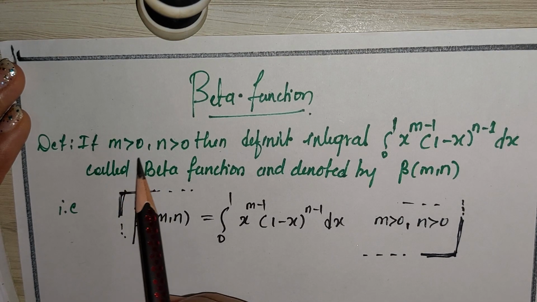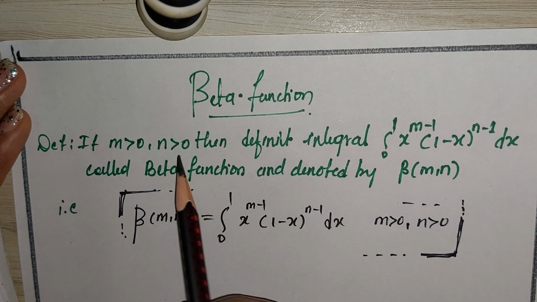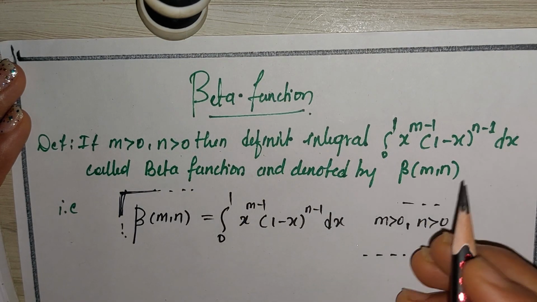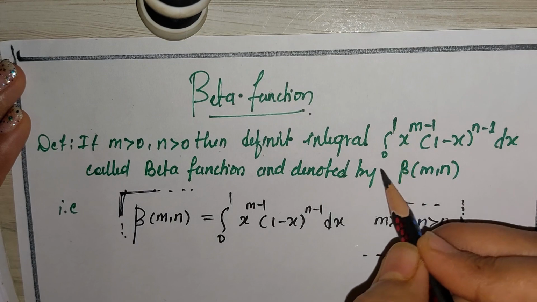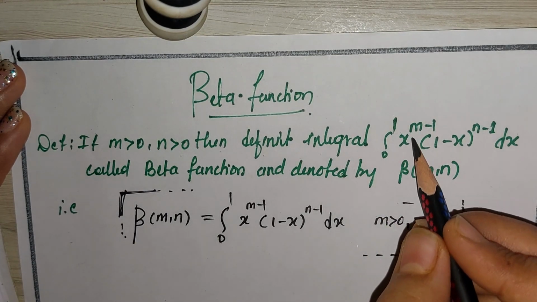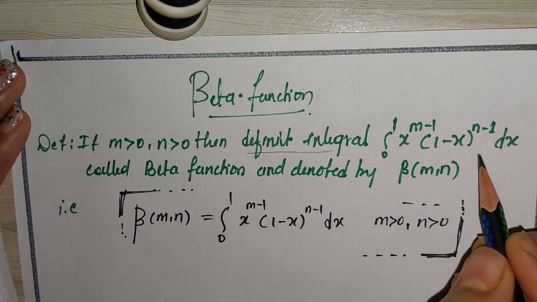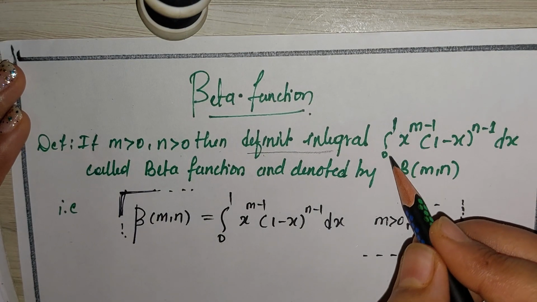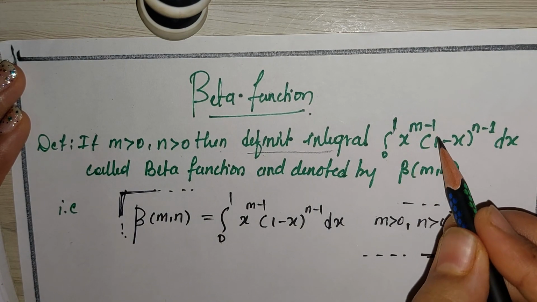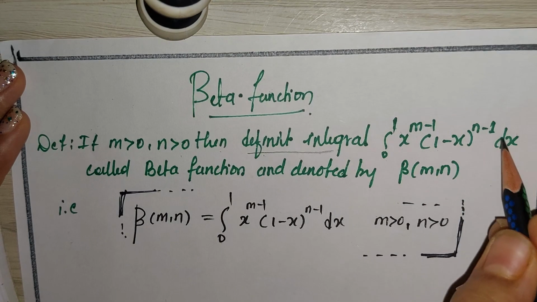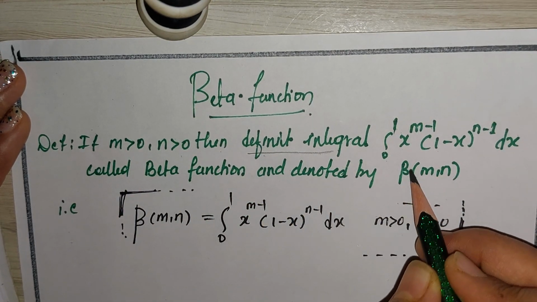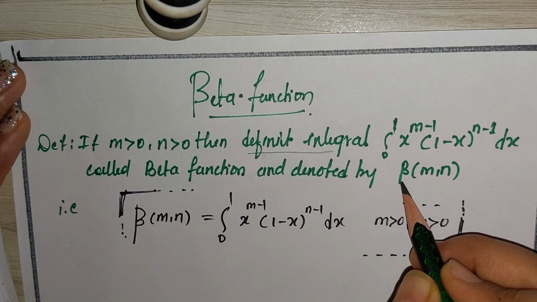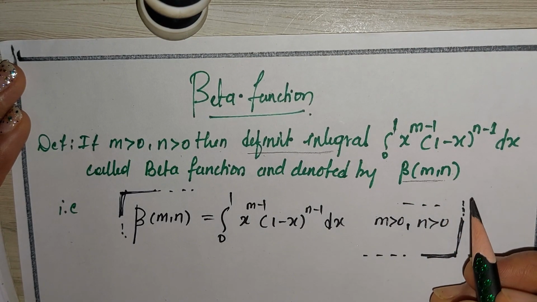If m is greater than 0 and n is greater than 0, then the definite integral, which is nothing but the integral with limits, is called a definite integral. Integration from 0 to 1 of x raised to m minus 1 into 1 minus x raised to n minus 1 dx is called a beta function, and it is denoted by beta of m comma n. This is the denotation of the beta function.